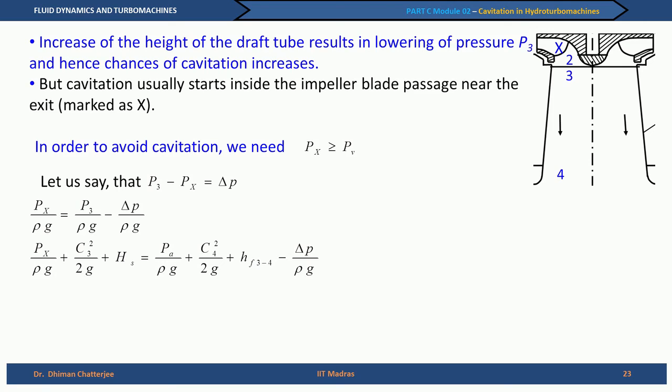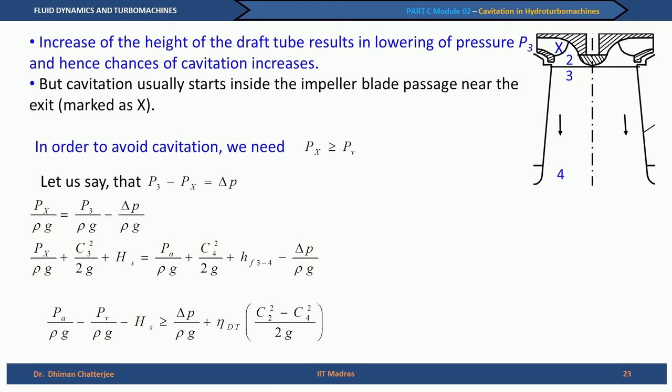Now, we can also write that Px by rho g plus C3 square by 2g plus Hs can be related with Pa by rho g, which is the ambient pressure at the tail race level, plus C4 square by 2g plus Hf34 minus delta P by rho g. What we have done is exactly replacing P3 in the previous expression, and then if we group these expressions, you see that Pa by rho g is a term which is known to the user.